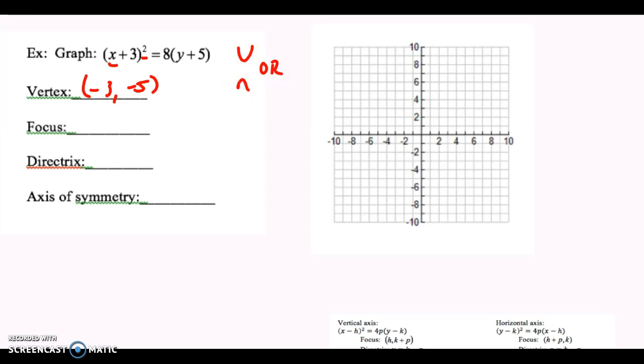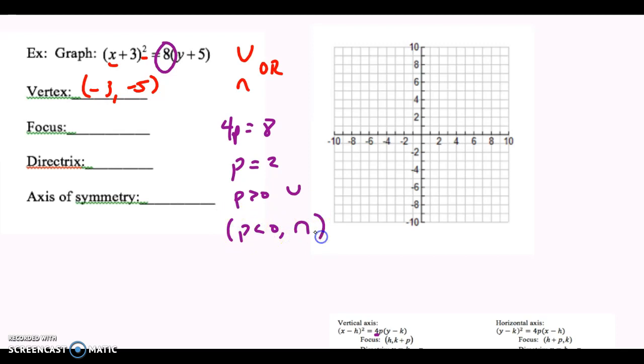The way that I know it's going to be facing up, though, is I look at this value. 8 is equal to 4p. And again, I have this down here. This number in front of the y minus k is going to be 4p, and that's 8. P is 2. Because p is positive, the parabola is going to be facing up. If p was negative, the parabola would be facing down. But we don't have this case. We have p as positive, so I know that the parabola is going to be facing up.